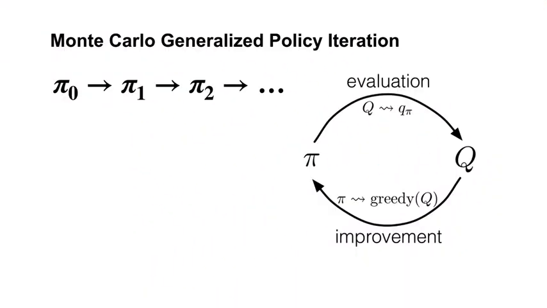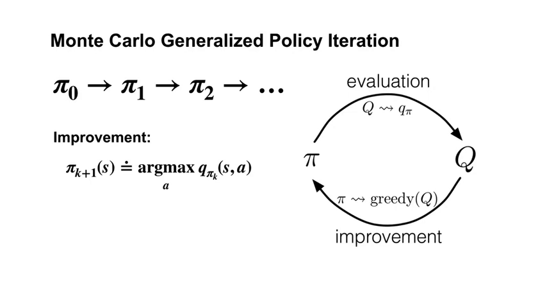GPI includes a policy evaluation and a policy improvement step. GPI algorithms produce sequences of policies that are at least as good as the policies before them. For the policy improvement step, we can make the policy greedy with respect to the agent's current action value estimates. For the policy evaluation step, we will use a Monte Carlo method to estimate the action values.